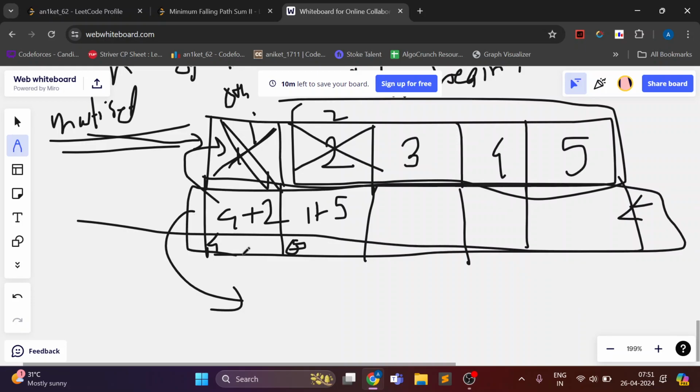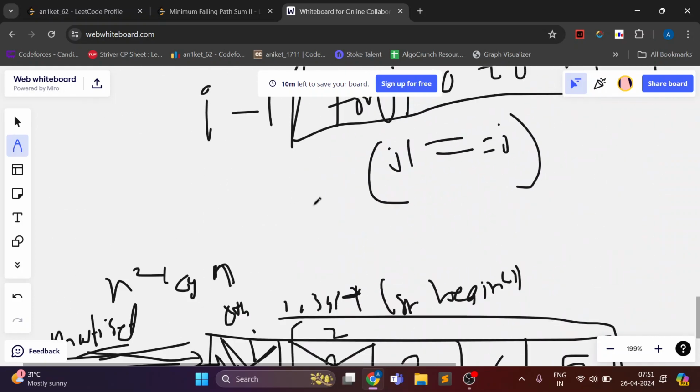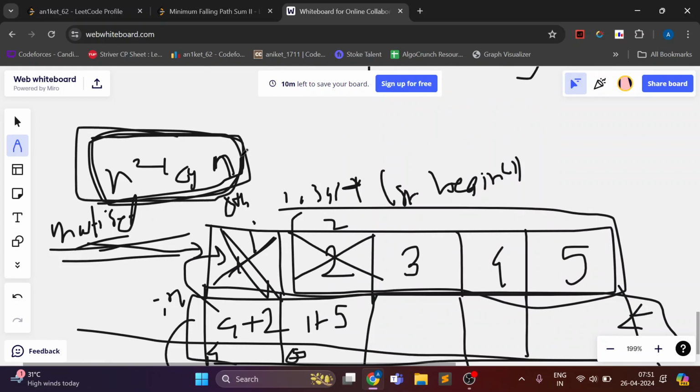So I have to keep updating the multiset because for the ith row the important values are in the i minus 1 row. So if I am moving to the i plus 1 row, I will need values from the ith row. So updating that multiset is also important. So this will have n square log n complexity.